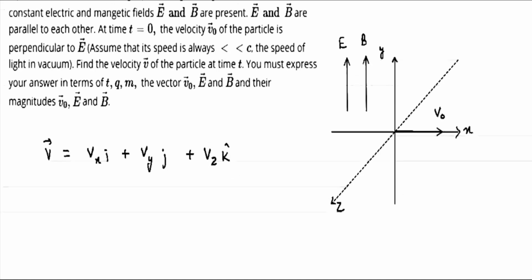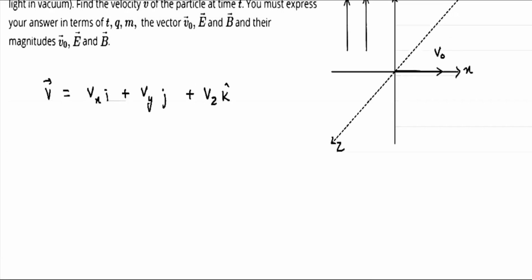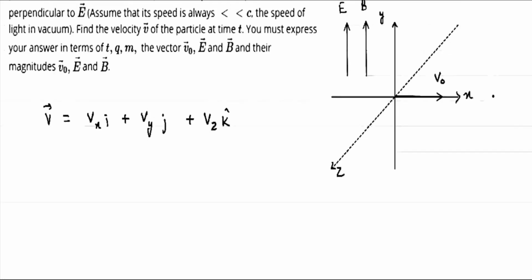Now what will happen when the particle is moving? Let us assume for a moment that there is no electric force. So what is the direction of the magnetic force? F would be equal to q v cross B. Now what would be the value of v cross B? v is in the x direction and B is in the y direction, that means i cross j, which is equal to k.